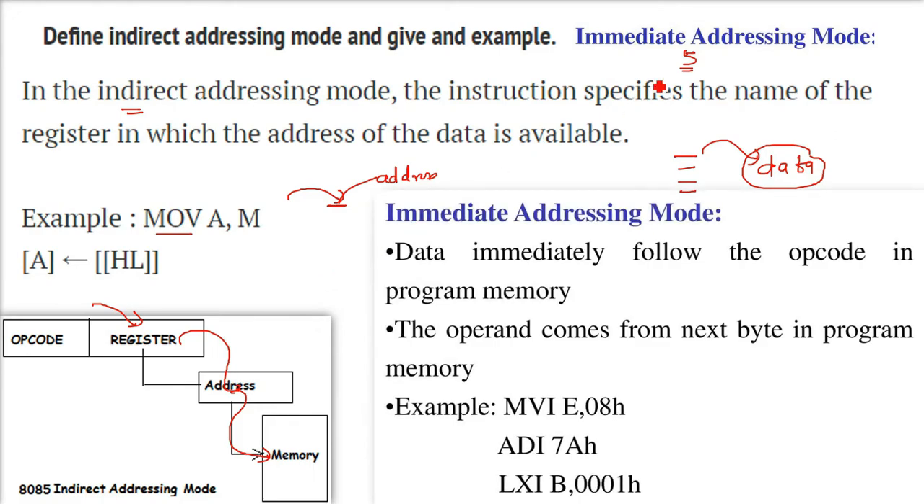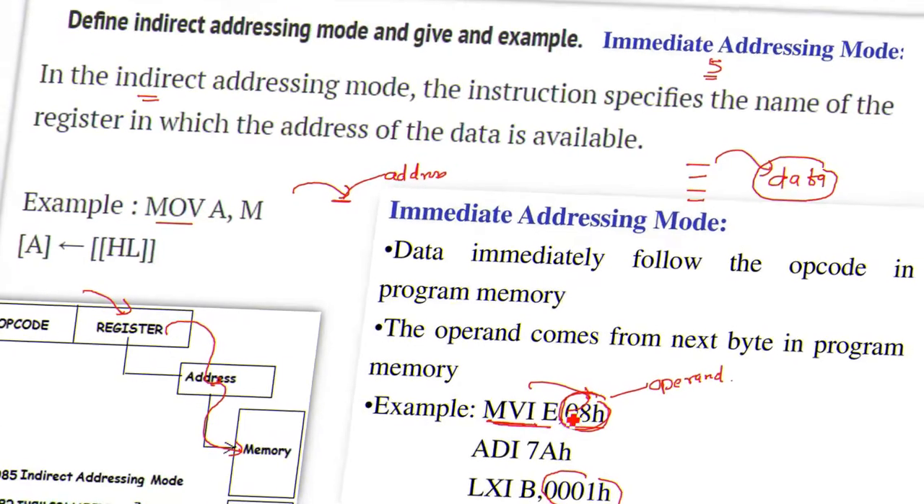In immediate addressing mode, data will immediately follow the opcode, the operation code, in program memory. So this is your instruction, this is your opcode. There are 2 parts actually of any instruction. So the operand comes from the next byte in program memory. Let me tell you again, this is immediate addressing mode. The name itself tells you, the data will immediately follow the operation code in the program memory. In all these instructions, you see that these are based on immediate addressing mode.